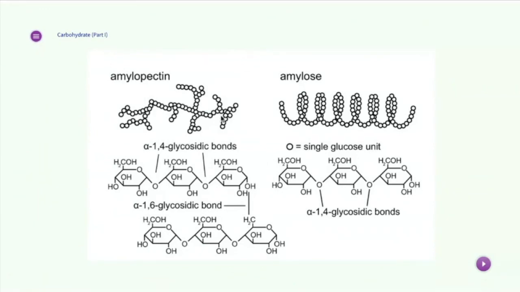Right, so this is just an illustration. Amylose is a single chain of glucose units bonded together by glycosidic bonds. But for amylopectin, it has branching at the alpha 1,6.